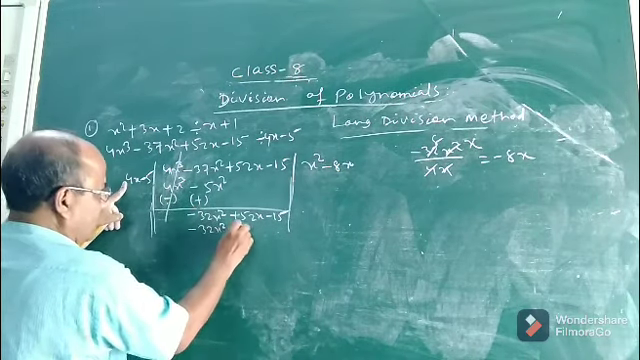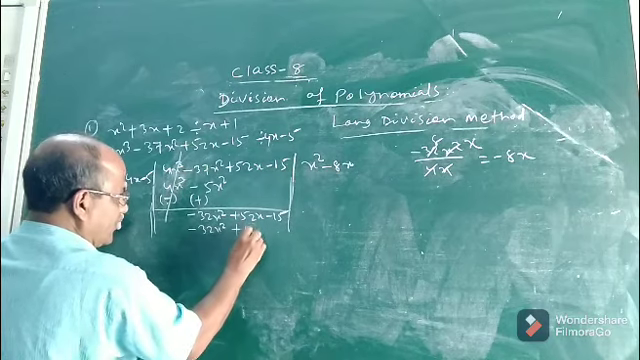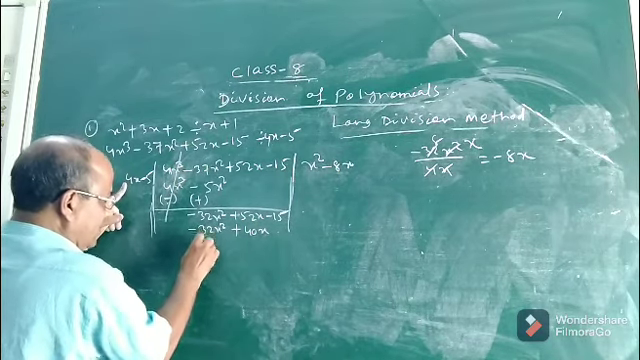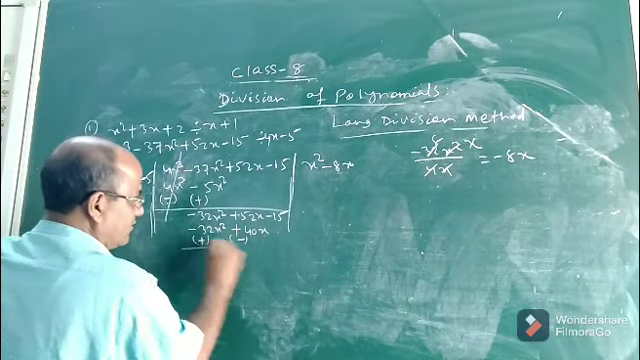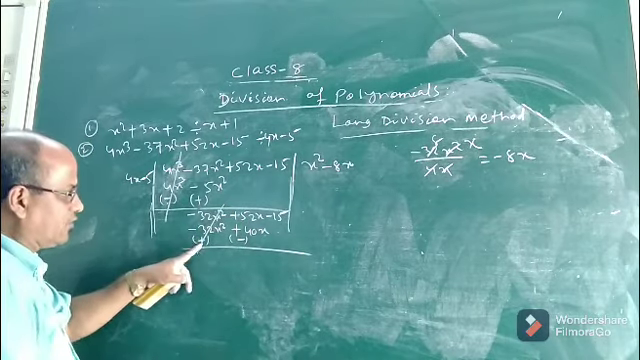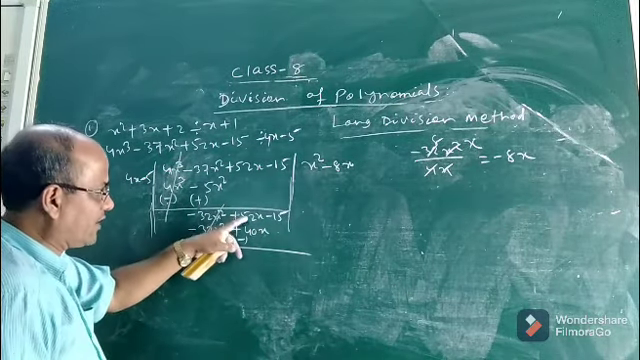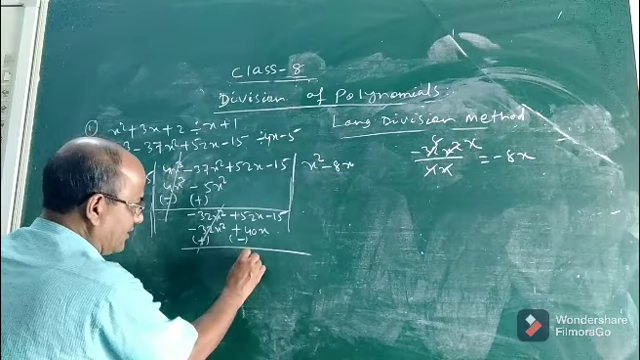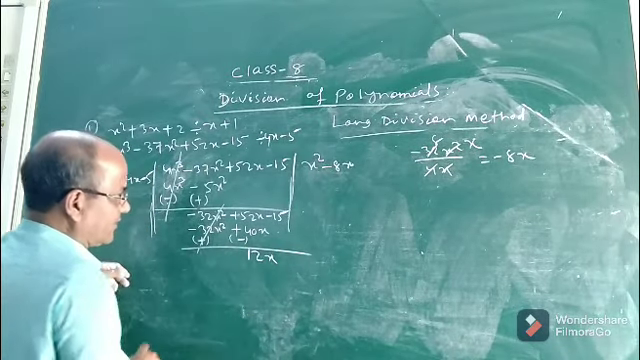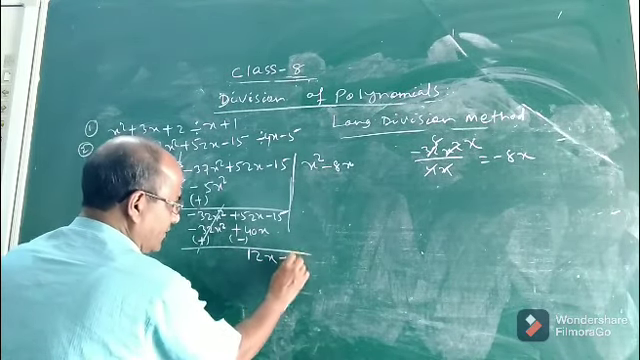Then minus minus plus, 8 into 5 is 40x. Now again you change the sign. So minus 32x square plus 32x square will be 0. Now 52x minus 40x will be 12x. Subtract. Okay, minus 15.